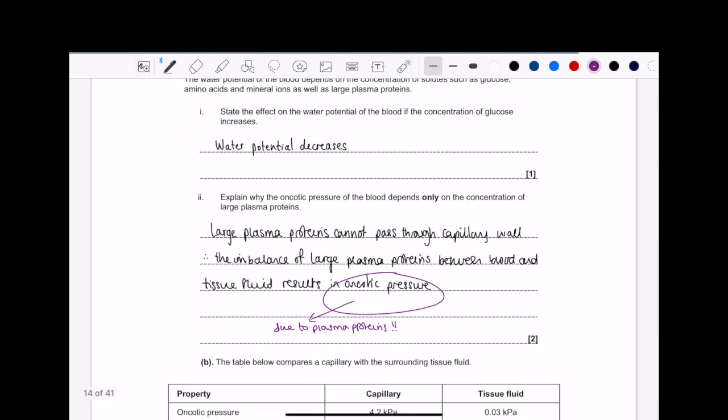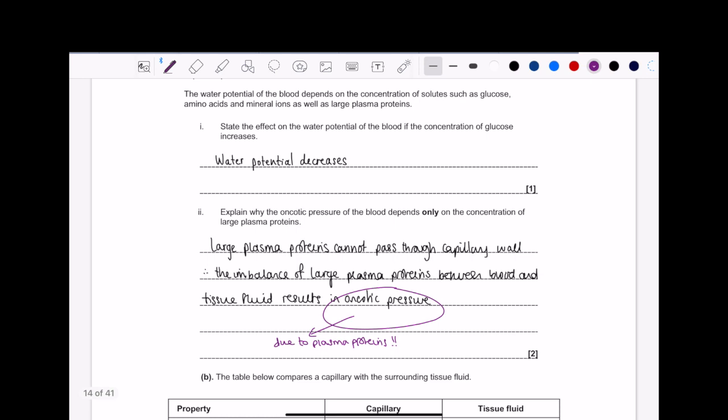Cool. So, next one. Explain why the oncotic pressure of the blood depends only on the concentration of large plasma proteins. Oh my god, oncotic pressure. I've struggled with that concept so much, and I never found a proper definition or an explanation that made sense to me.